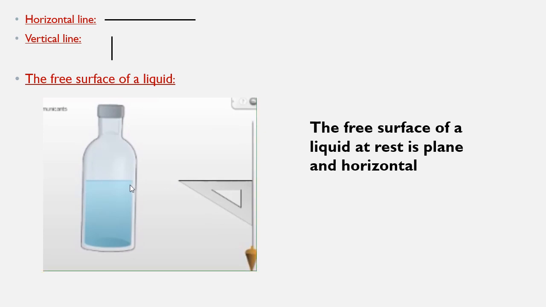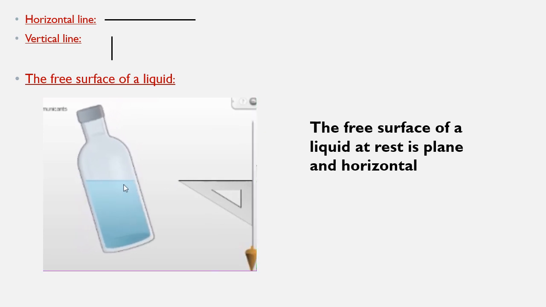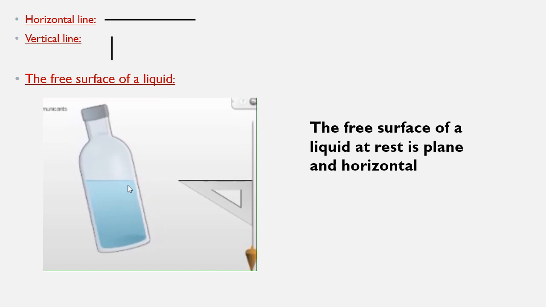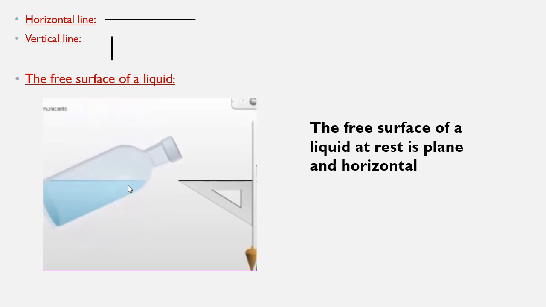Now, let us incline the bottle a little bit and then mark the level of water. As you see, the level of water is also horizontal. Incline the bottle on the other side. Also, the level of water remains plane and horizontal. Thus, we can conclude that the free surface of liquids at rest is plane and horizontal.